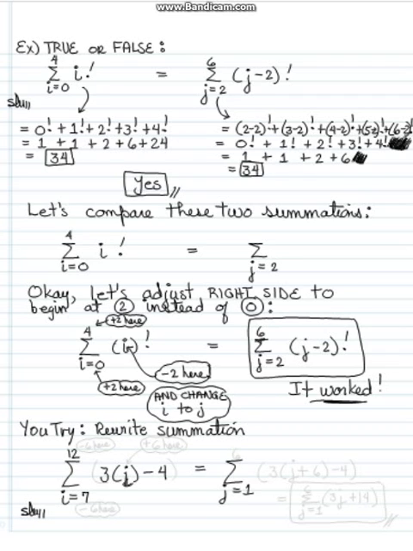Okay, here's the solution. To get 7 to be 1, we're going to subtract 6 from the bottom, which means we're going to subtract 6 from the top also. We're going to do the exact opposite to the index i. We are going to add 6 to that i in parentheses. So we get that equal to the sum j equals 1 to 6 of 3 times (j plus 6) minus 4. And when you simplify that, the sum j equals 1 to 6 of 3 times j plus 14 when you combine like terms.